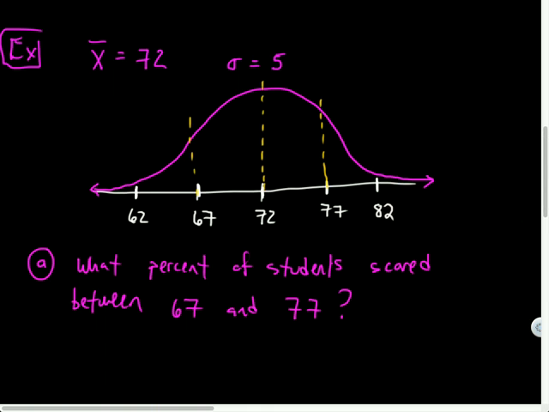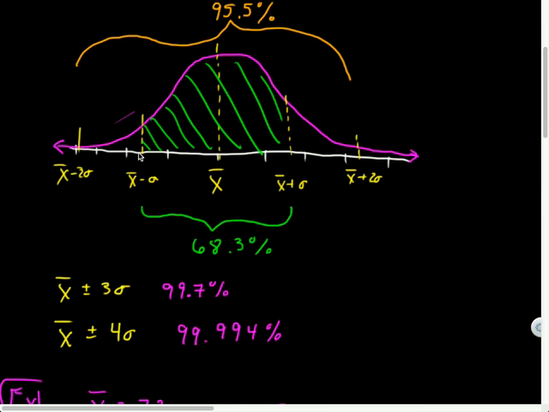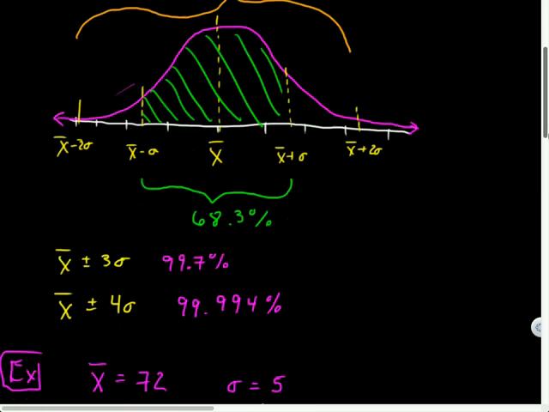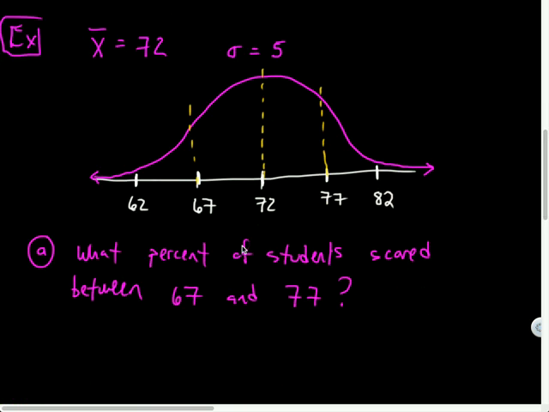68.3. 68.3. How did you know that? Because you told us earlier. Because I told you earlier. Perfect. Right? Because that was one standard deviation below and one standard deviation above. So 68.3% is correct.